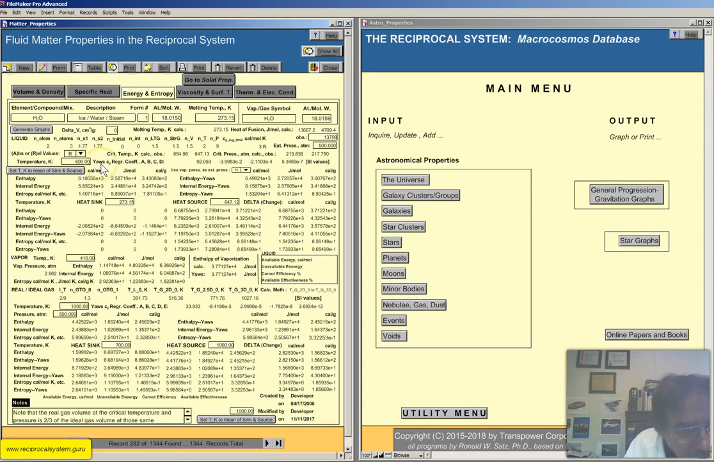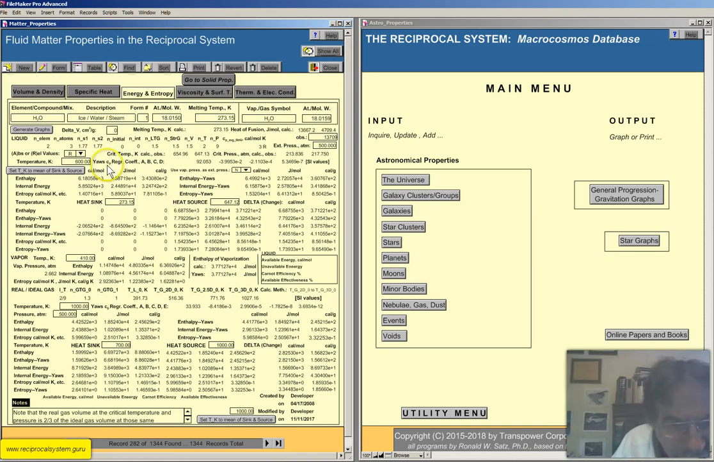Now, for comparison to the theory, I do supply you with the Yaws regression coefficients.